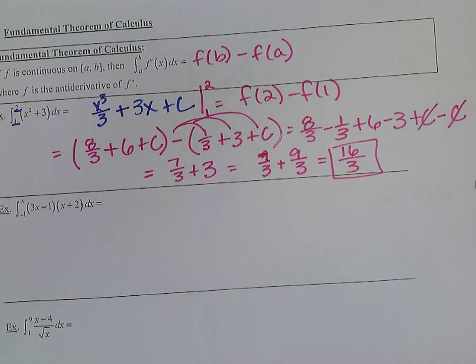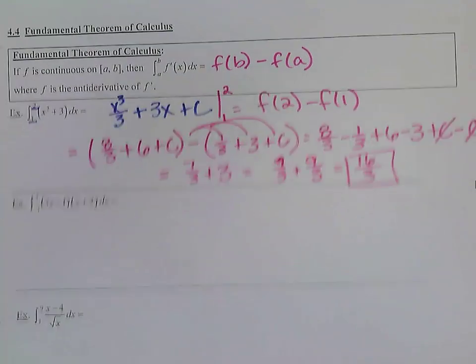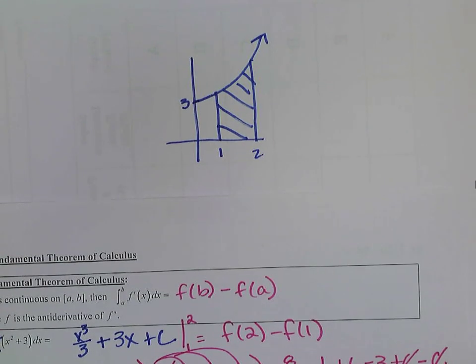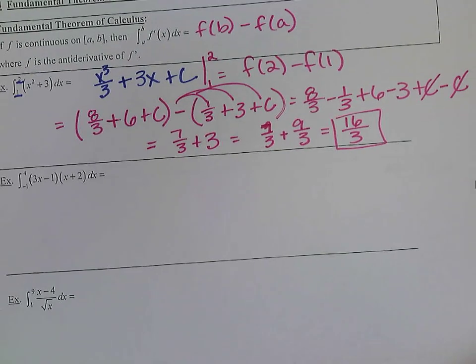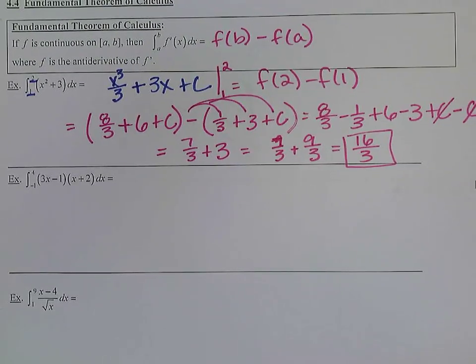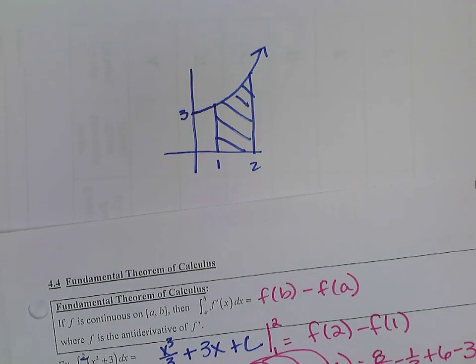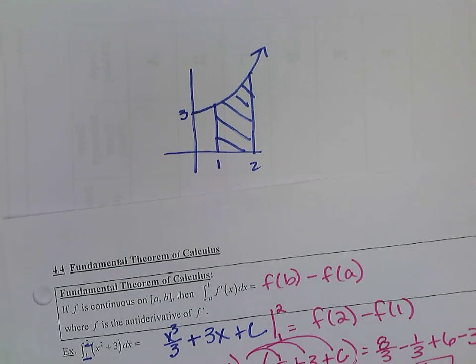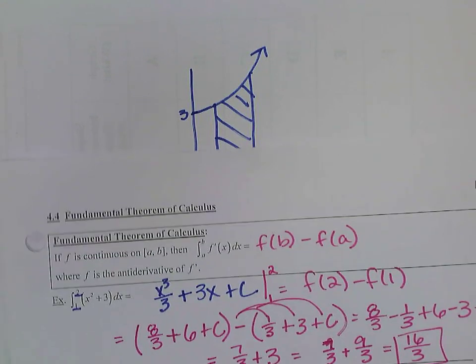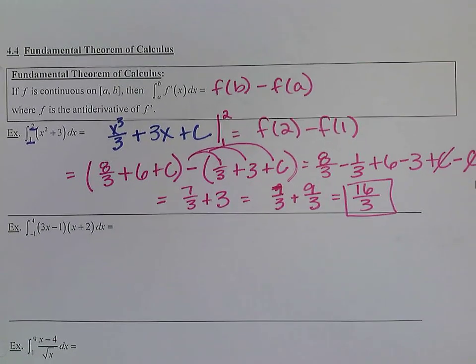And because that definite integral represents the area between the graph and the x-axis from A to B, what we're saying is that that actual area is equal to 16/3. So 5 1/3. The area between the graph of x squared plus 3 and the x-axis from 1 to 2 is exactly 16/3. No approximation needed, no geometric formulas needed, just the fundamental theorem of calculus.